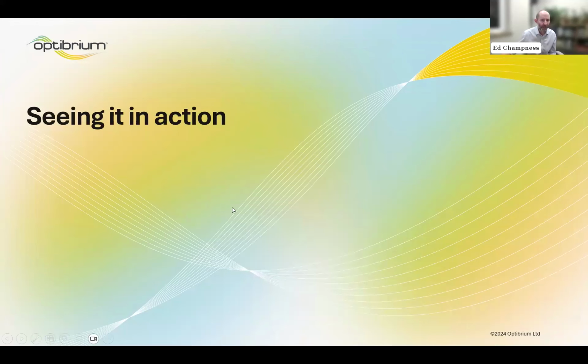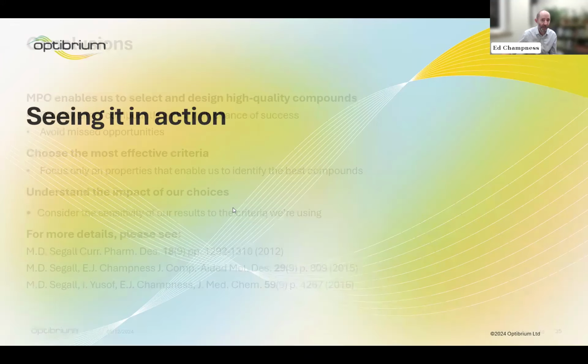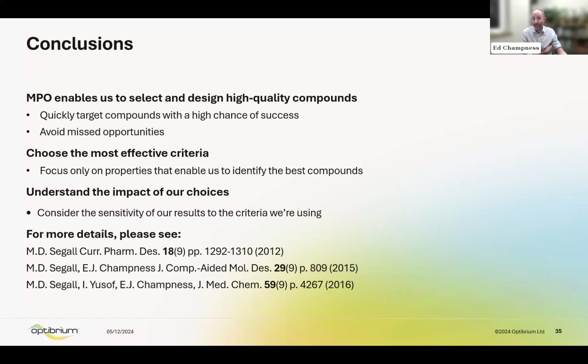I'm really just going to wrap up with one or two conclusions. The first is really just a broad statement about MPO, and hopefully what I've touched on today really helped highlight how important MPO is for enabling us to select and design high quality compounds. It really is powerful for helping us target those compounds that have the highest chance of success, and for helping us to avoid missed opportunities, not being led astray by uncertainty in the data. I hope what I've demonstrated today is the importance of choosing the most effective criteria, really focusing on those properties that enable us to identify the best compounds.